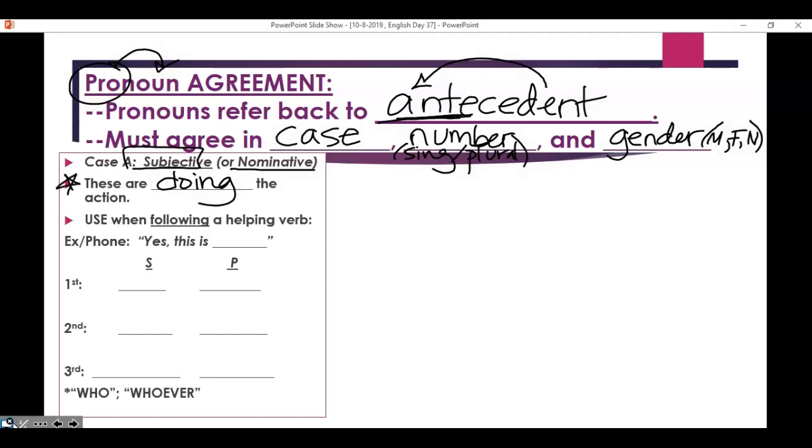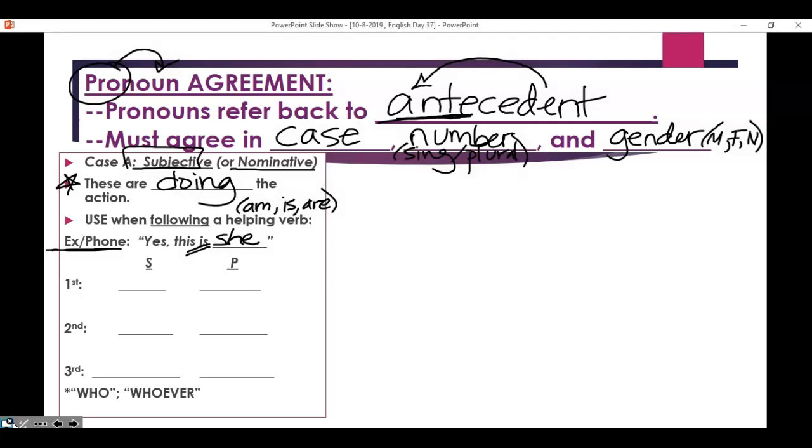This is usually the most common. The weird little rule is also you use it when it follows a helping verb. A helping verb is like am, is, are, was. So this is why people would say on the phone like, oh, is Mrs. Childress there? And you would say, yes, this is she, not her, because is a helping verb. So these are your subject pronouns.